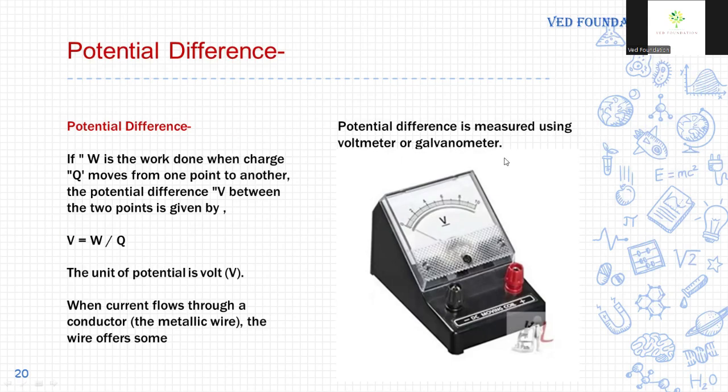Using a galvanometer, potential difference and current both can be measured. Potential difference is denoted by the symbol V, and potential difference is the work done when charge Q moves from one point to another. The potential difference V between 2 points is given by V is equal to W upon Q, where V stands for potential difference, W stands for work done, and Q charge. So potential difference is equal to work done upon charge. Its SI unit is volt.